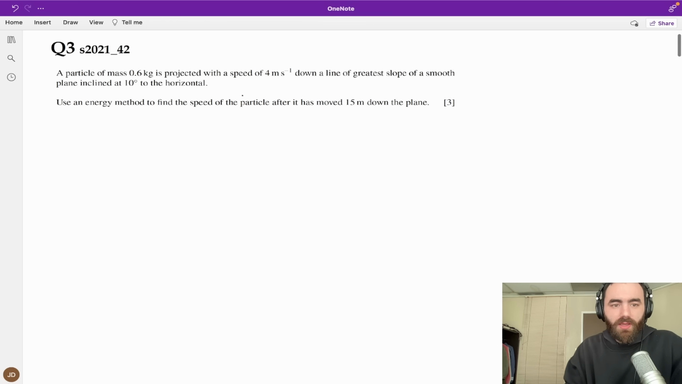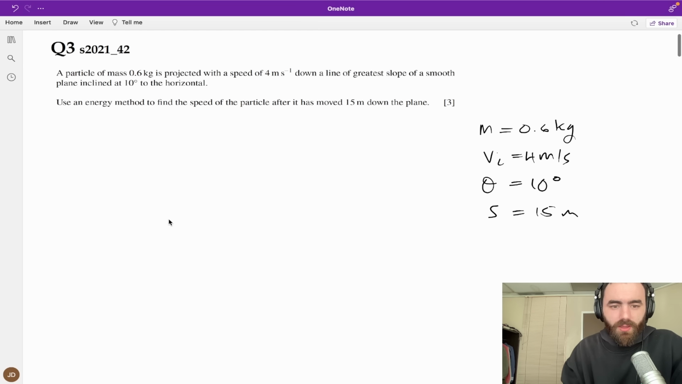Okay, so a particle of mass, so the mass of the particle is 0.6 kg. The initial speed is 4 meters per second. The plane is inclined at theta, and let's just draw this stuff out. It's moving down a slope like this. Theta, mass of the particle here.